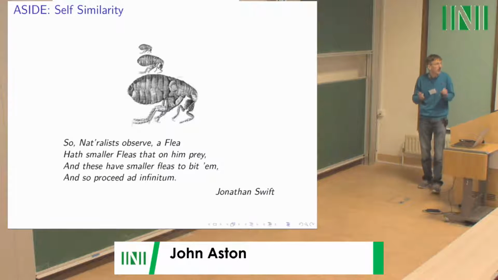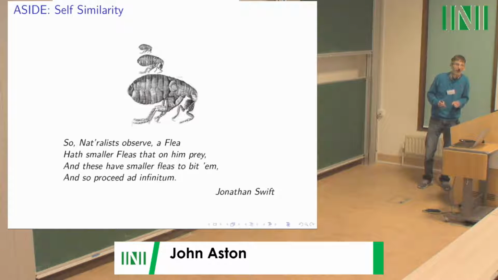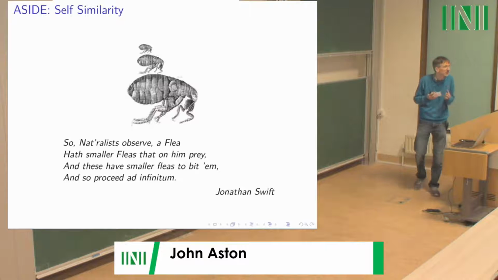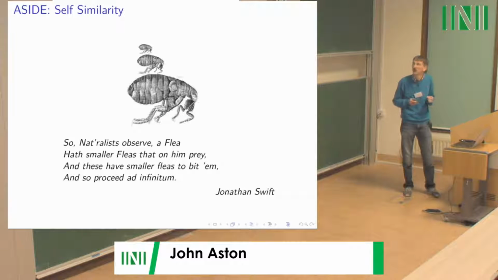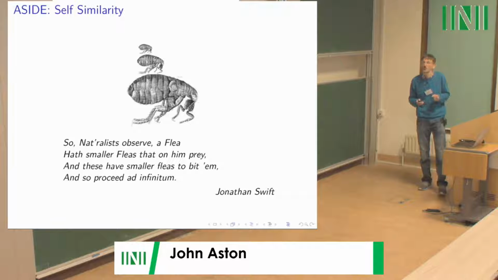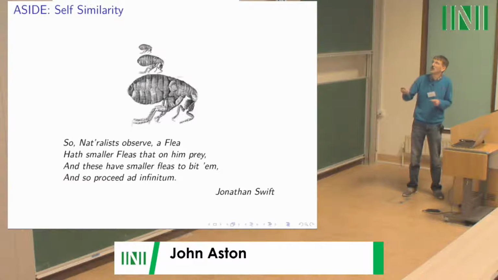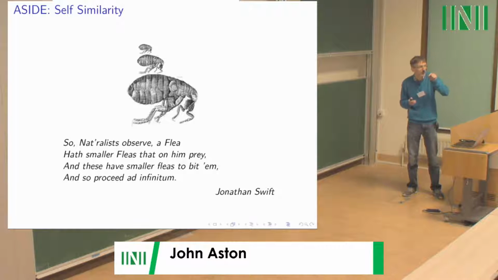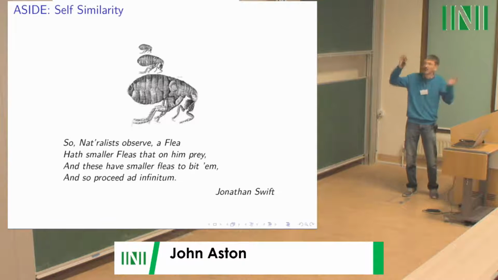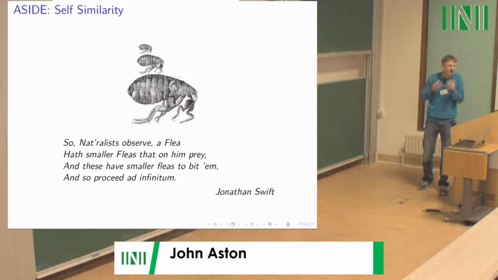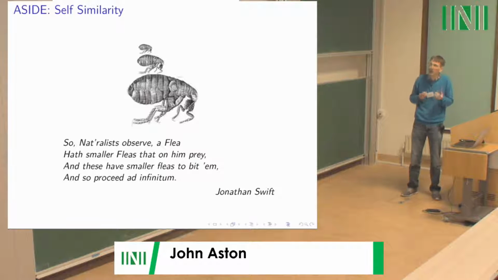So, as a very quick aside, we can also use mathematical ideas just to simply think about how the brain might be working. This is a quote from Jonathan Swift, and he said, if you look at a flea, well, that's sitting on something, and that flea might have a flea on top of it, and that flea might have another flea on top of it, ad infinitum. You can think about the brain in a sort of similar way.